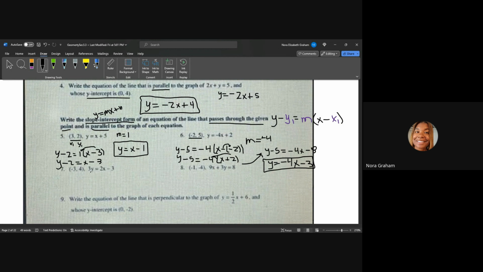We have to isolate our y so we can see the correct slope, right? So I would divide each of my terms by 3. So when I divide each of my terms by 3, I have 2 over 3 x, and then this -3 divided by 3. 3 divided by 3 is just 1. Now I have my slope. Since it's going to be parallel, I have the same slope. That's 2 over 3.